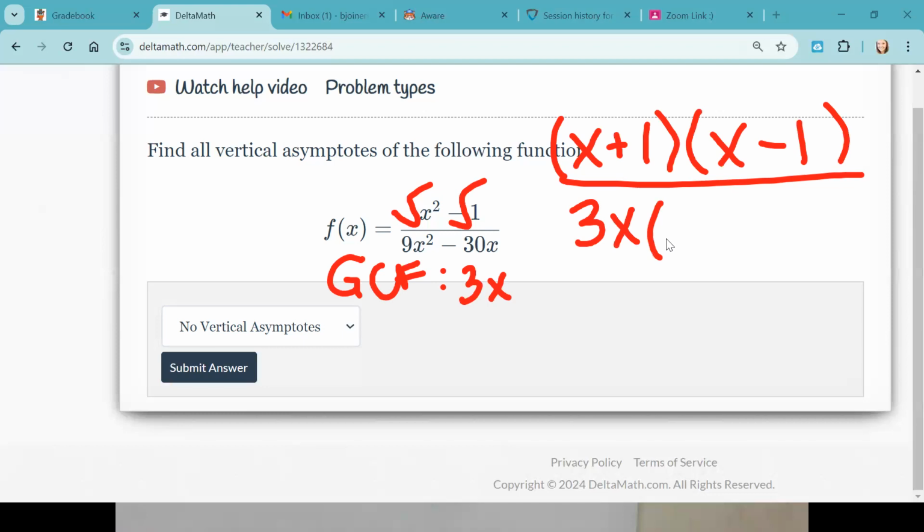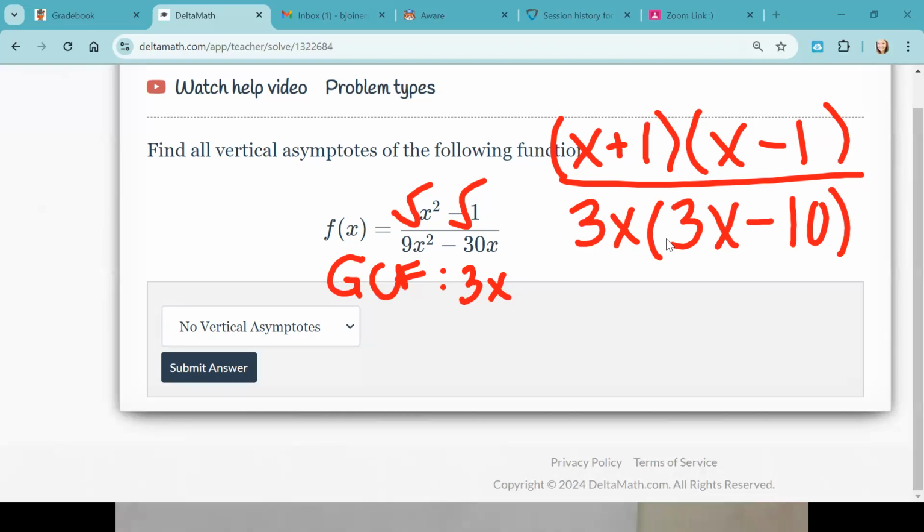What does that leave me with? My 9X squared, if I divide it by 3X, turns to a 3X. And my 30X, when I divide it by 3X, turns into a what? 10. Very good. Okay, now, look at your equation.